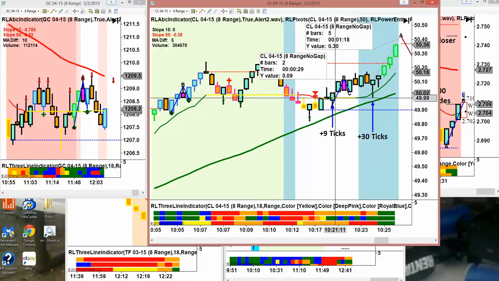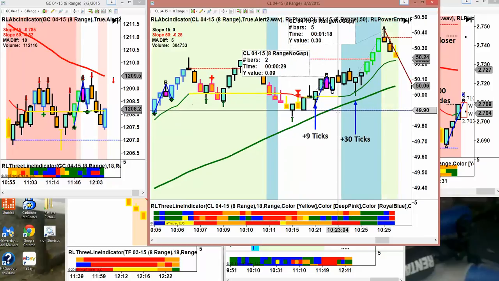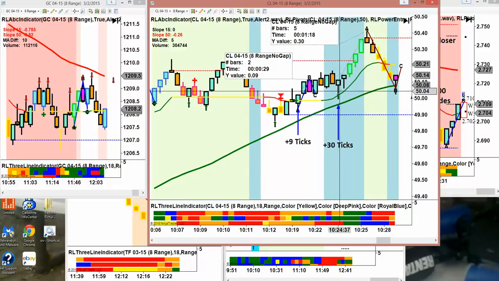Then this trade had a small wick for 9 ticks. And then this one had a huge wick, and we went 30 ticks on this trade. This is the biggest 8-range trade we've ever had in the room. Now we have a third target. Even though we take it out in a reversal candle, we have a final third target of 30 ticks, and it just hit it. So we took one contract out at 5, one contract out at 10, and one contract out at 30, our most lucrative trade.